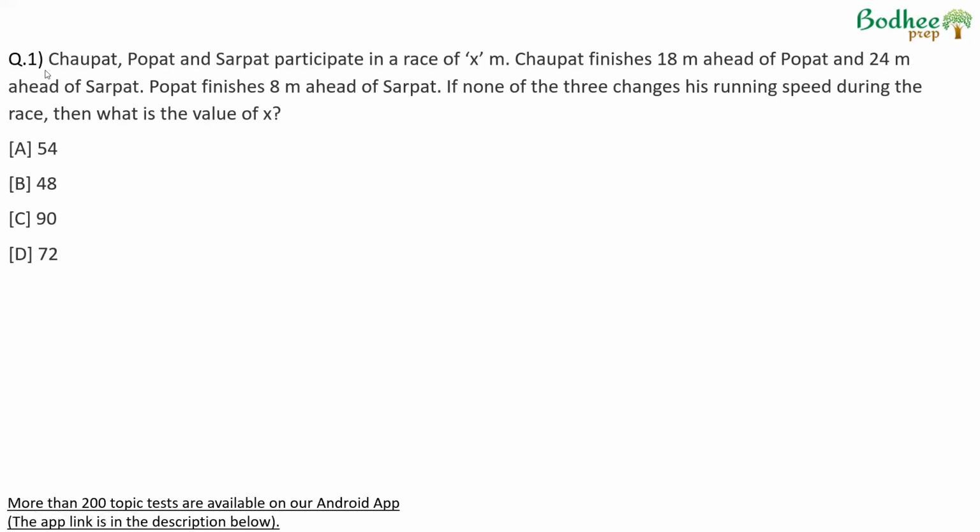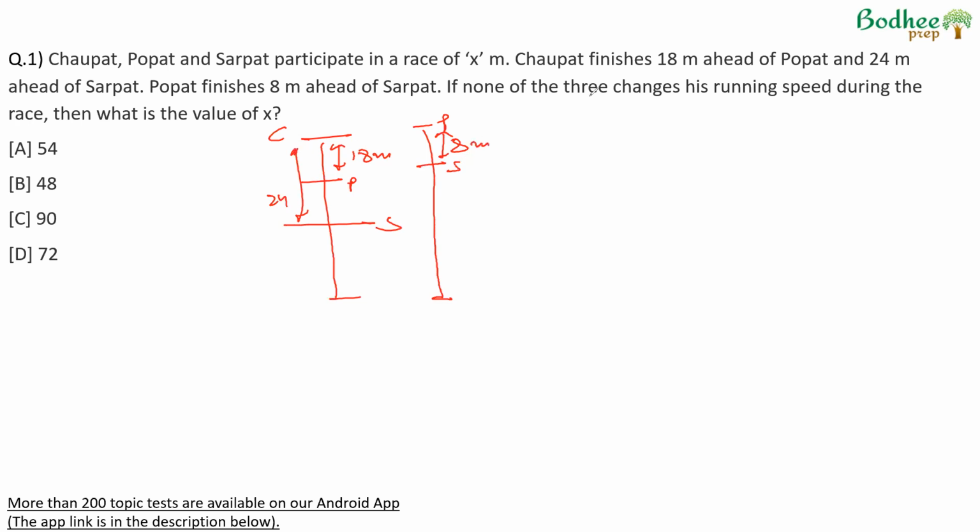Looking at the questions, question number 1 says: Choppat, Popat, Sarpat participate in a race of X kilometers. Choppat finishes 18 meters ahead of Popat and 24 meters ahead of Sarpat. Popat finishes 8 meters ahead of Sarpat. If none of the three changes his running speed during the race, what is the value of X?